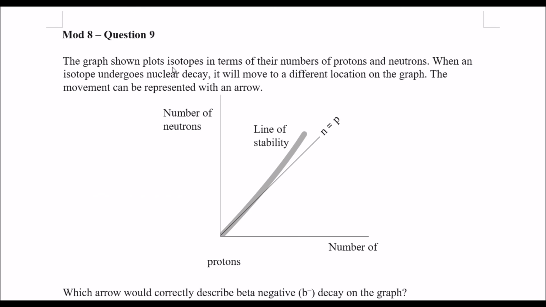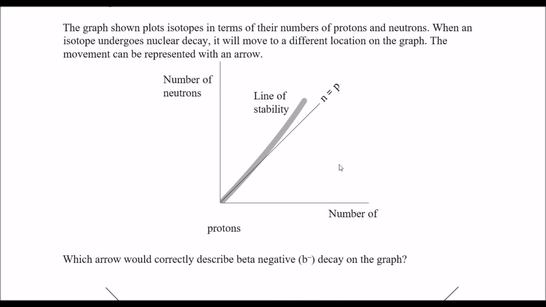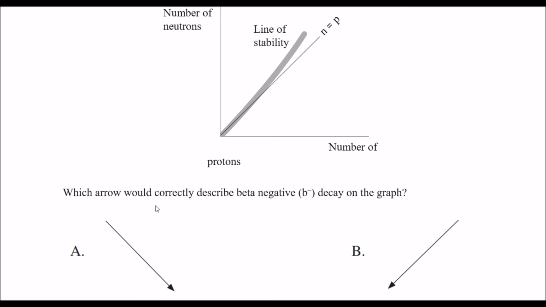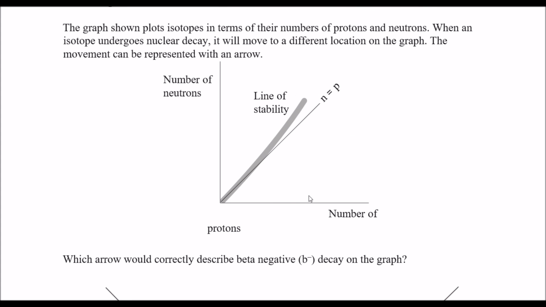Okay, so the graph plots isotopes in terms of their numbers of protons and neutrons. When an isotope undergoes nuclear decay, it will move to a different location on the graph. The movement can be represented with an arrow. Okay, so you have the number of neutrons, you have the number of protons down here, and you have the line of stability. Which arrow would correctly describe beta negative decay? So an electron decay. Okay, so let's just get an understanding.